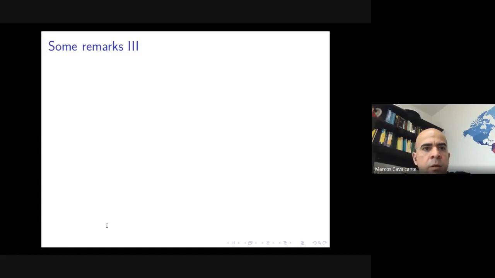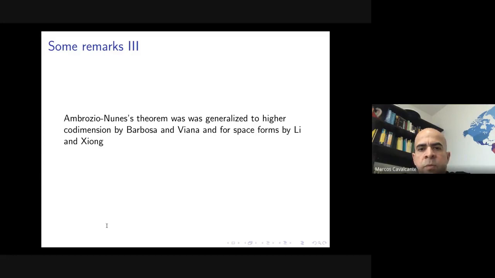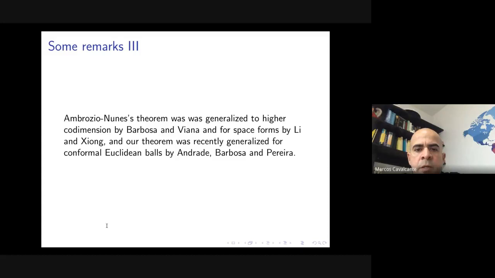And finally, I'd like to say that Ambrozio-Nunes' theorem was generalized to high codimensions by Barbosa and Viana, I mean, for surfaces, dimension two, in the Euclidean ball of high dimension. And for three-dimensional space forms by Lee and Xiong. And the theorem I presented here was recently generalized for conformal Euclidean balls by Andrade, Barbosa, and Pereira. Maria Andrade is present at this presentation.